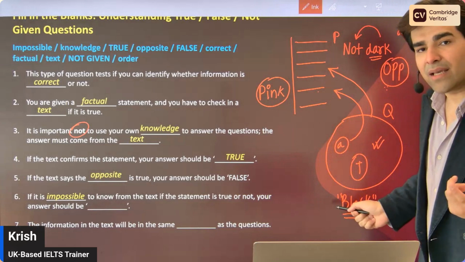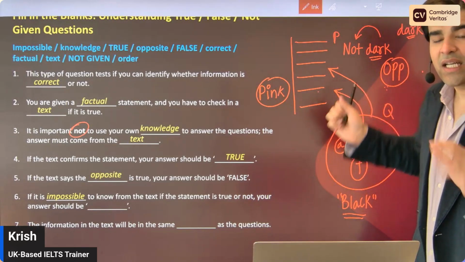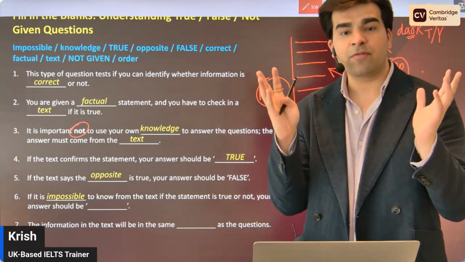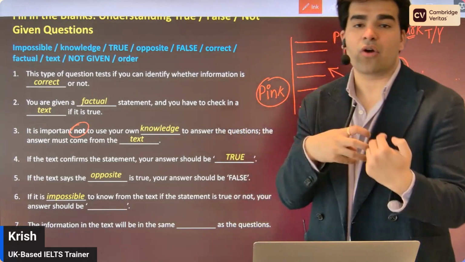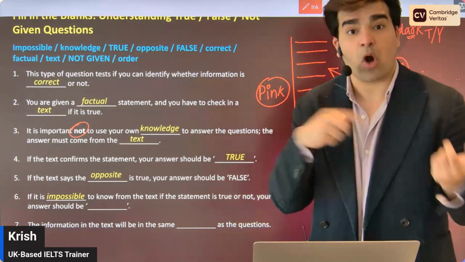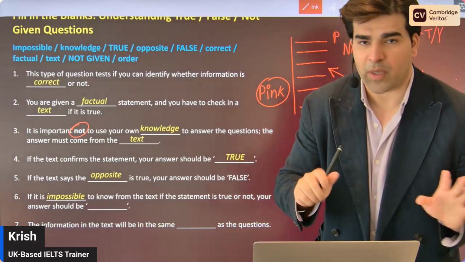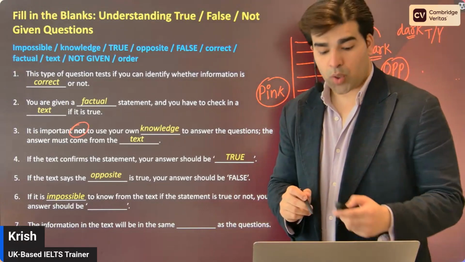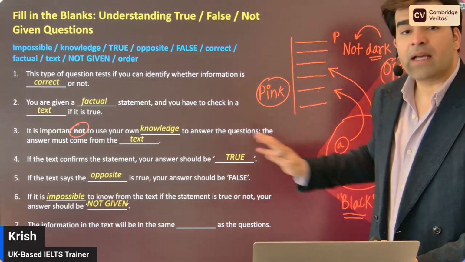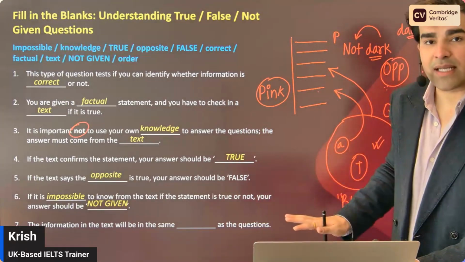It's neither same nor opposite, it's completely a different piece of information. It is impossible to know if it is right or wrong, same or different, same or opposite. It's just a different piece of information. That's when your answer is not given. This is the easiest way to understand this.